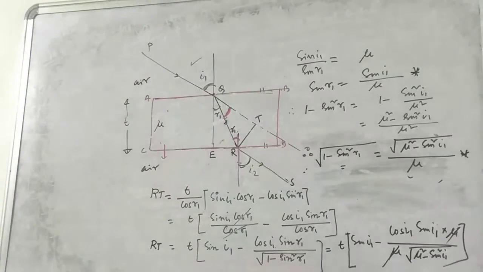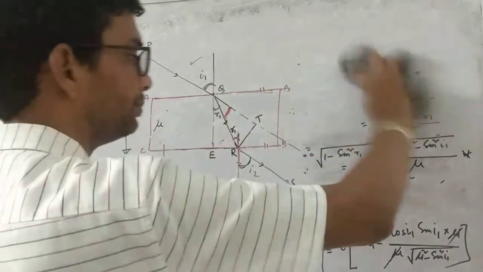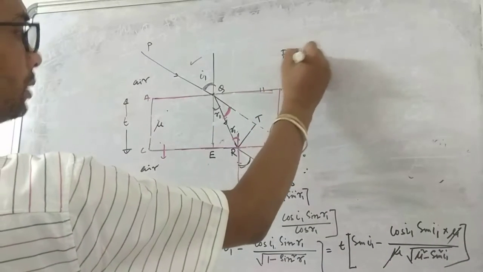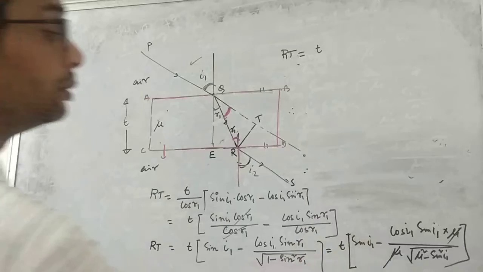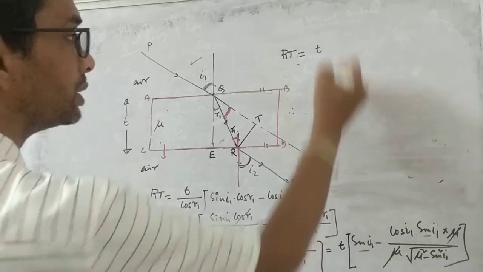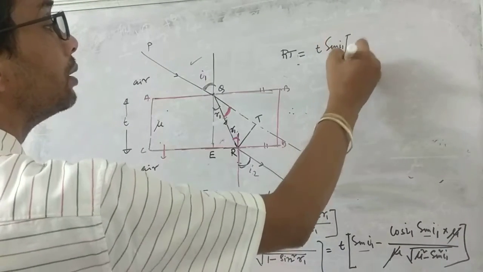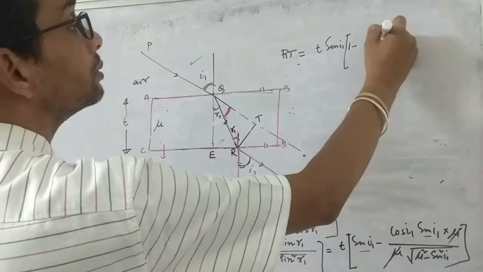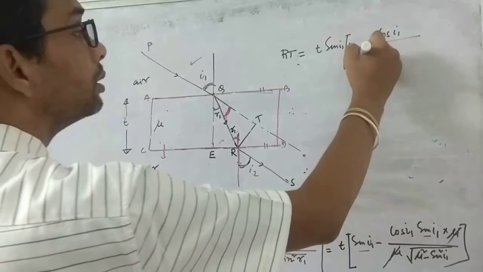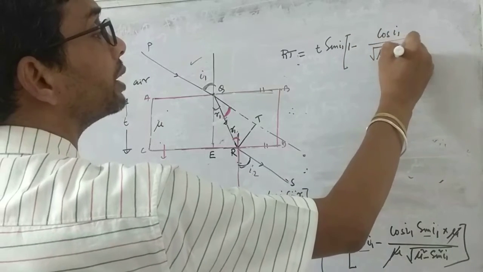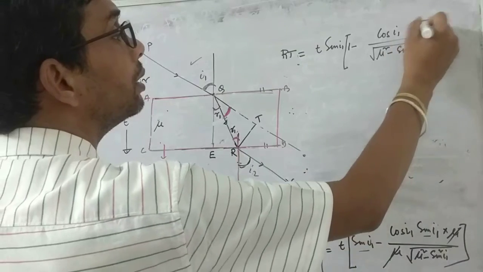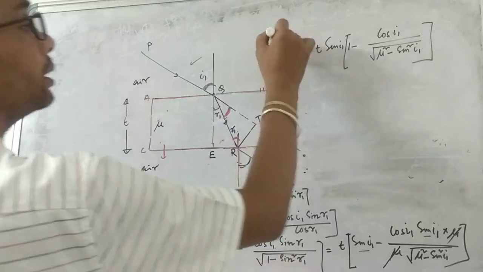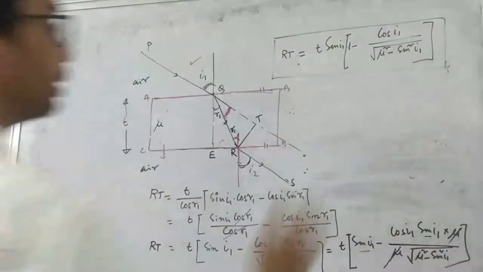So RT now becomes t, taking sine i1 common outside, times 1 minus cos i1 over root of mu square minus sine square i1. That is our RT, and this is our lateral shift.